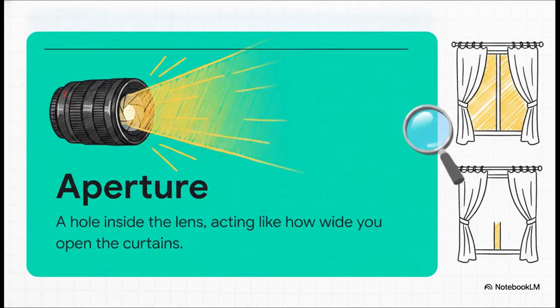Now, what's really interesting about this is what's inside that lens. There is a physical hole in there called the aperture, and it acts exactly like how wide you open the curtains on your window. Think about it. If you pull your living room curtains wide open, a massive volume of light just floods the room. But if you pull them mostly closed, leaving just a tiny sliver, only a tiny bit of light gets in.